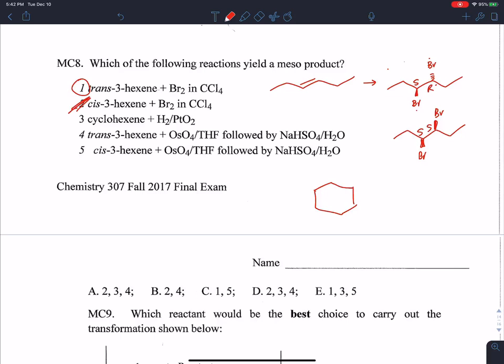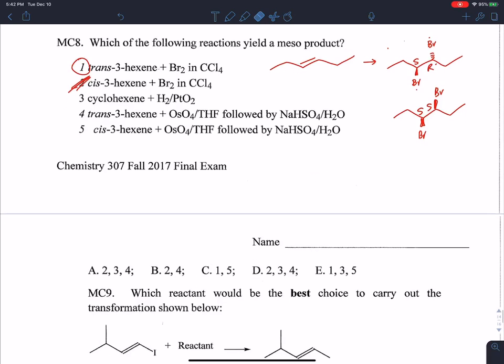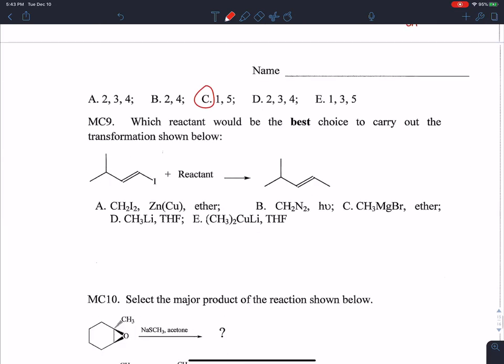The next one is another trans 3-hexene with OsO4. So another trans 3-hexene. You go OsO4, that adds 2 cis OHs, so I get that. Well, this one is going S, this one's going S. But if it's cis, that one will work. So you should have 1 and 5. The answer should be C, to my belief. Next one.